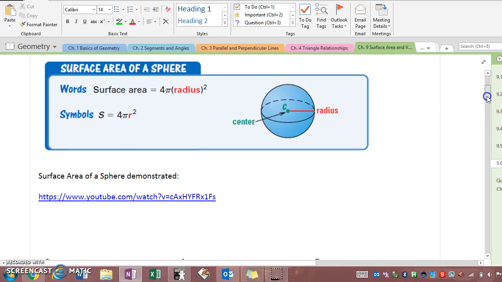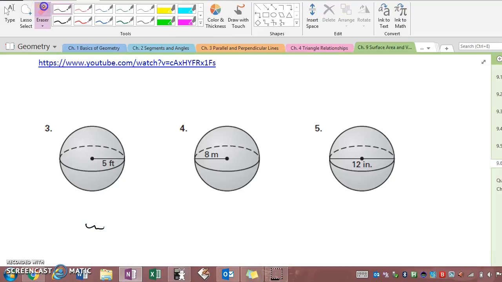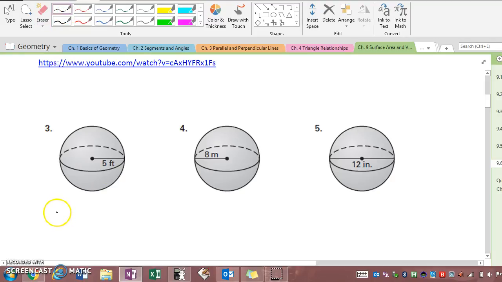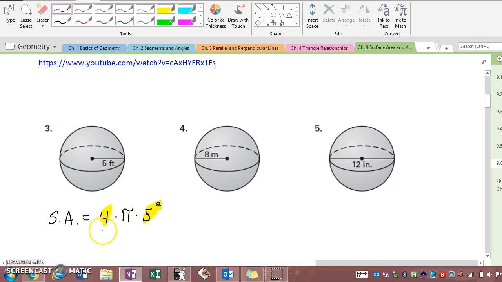So we're going to run through a couple of problems. And all we need to do is plug this into our calculator, but you're going to show me your work. You're going to say surface area equals 4 times pi times radius squared. And we've discussed this before. Usually what I do is I deal with my numbers. We know 5 squared is 25, and 25 times 4 is 100.